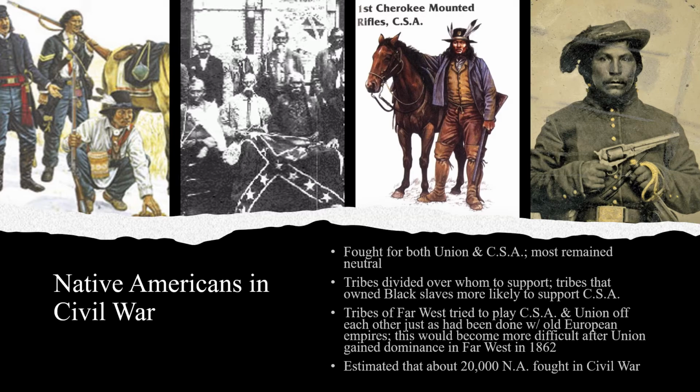Additionally, the Indians of the Great Plains and the Intermountain West tried to remain neutral and tried to play the Union and Confederacy off of each other. In the end, about 20,000 Native Americans fought on both sides in the Civil War, although the exact number that fought on each side is difficult to determine due to shifting loyalties, as some Native American factions switched sides during the conflict.